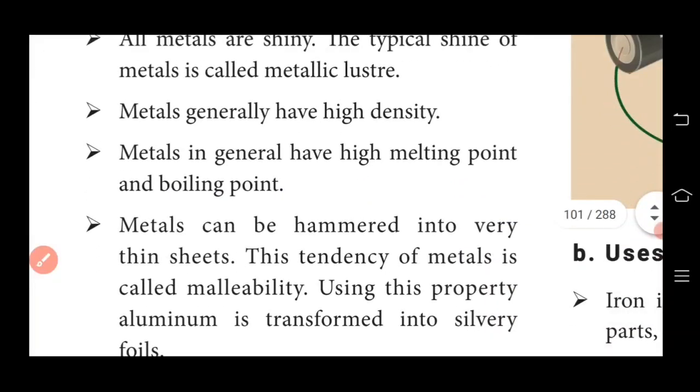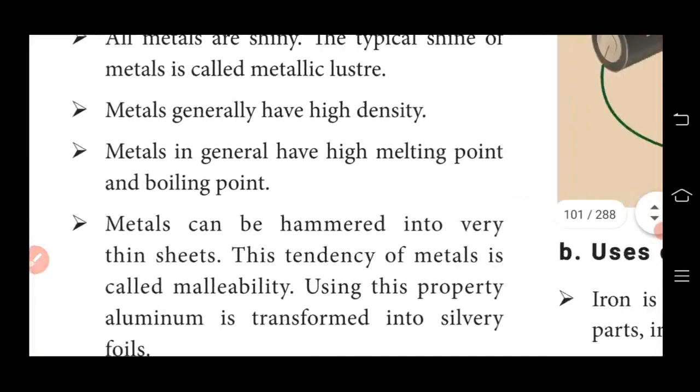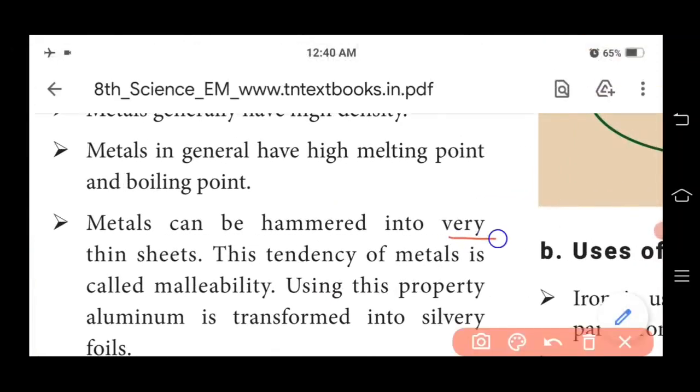And then metals can be hammered into very thin sheets. When you observe in some sweet shops, on the top surface of the sweet they decorate with silver paper. So metals can be hammered into very thin sheets. This tendency of metals is called malleability. So what is meant by malleability? Metals can be hammered into very thin sheets.